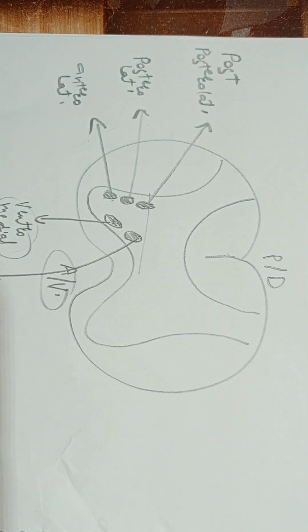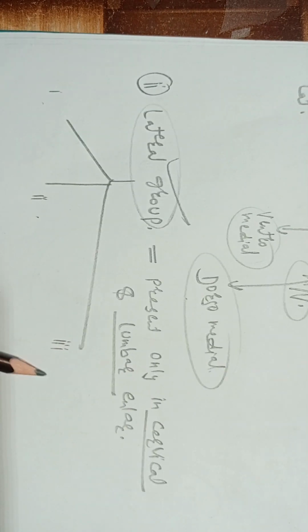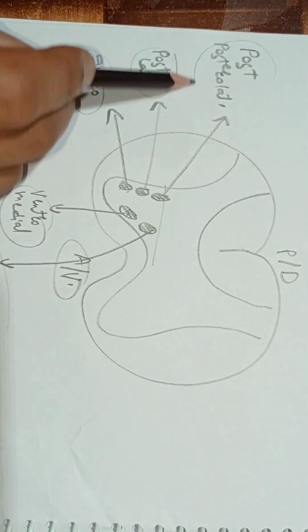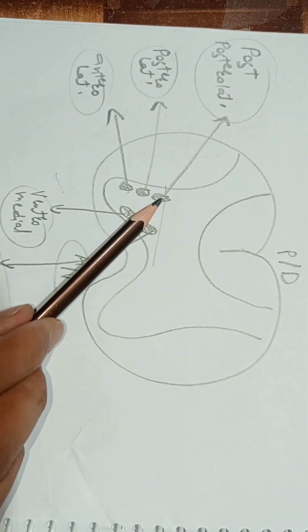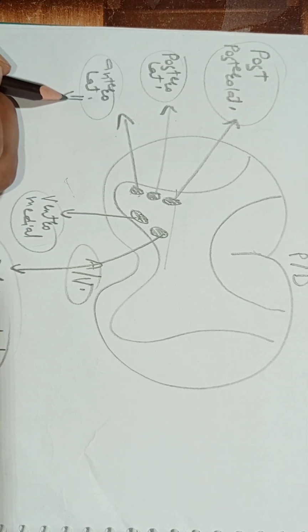So these are the three nuclei of the lateral group: 1, 2, and 3. These are the anterolateral, posterolateral, and post-posterolateral nucleus of the anterior horn of the spinal cord. What is the function of this anterolateral nucleus of the spinal cord?